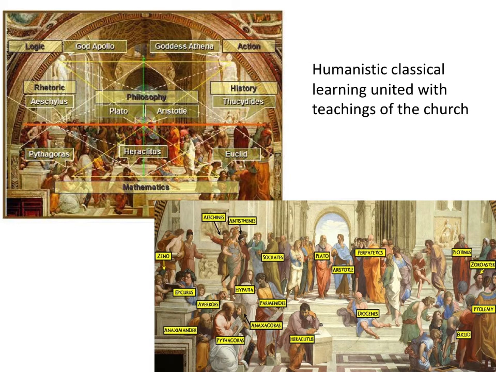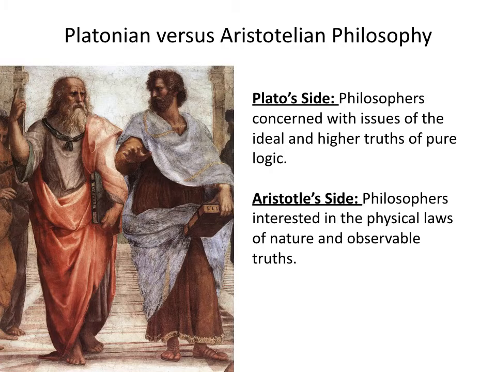And Aristotle was Plato's student, and he's holding his book of ethics. He focused on the physical, observable realm, which can be seen by his palm pointing downward. He's also wearing colors of earth and water. So now these 2 form the intellectual division between philosophers. So Plato's side are philosophers concerned with the issues of the ideal and higher truths of pure logic.